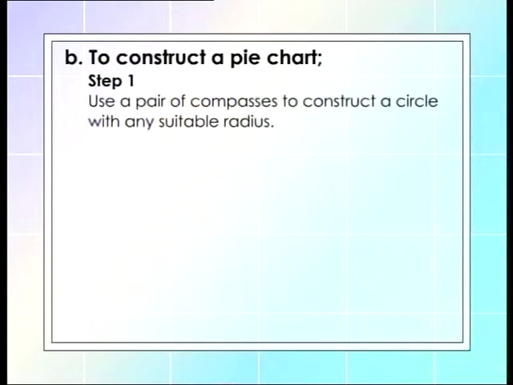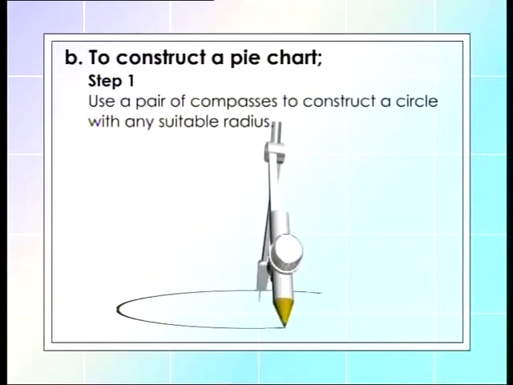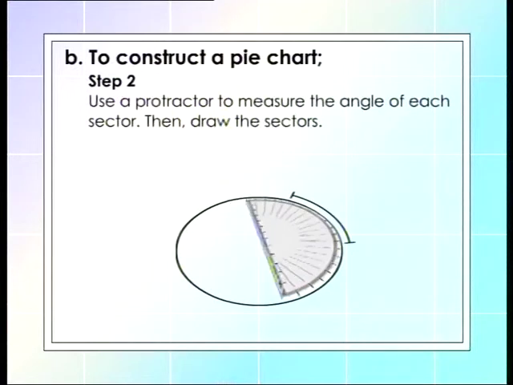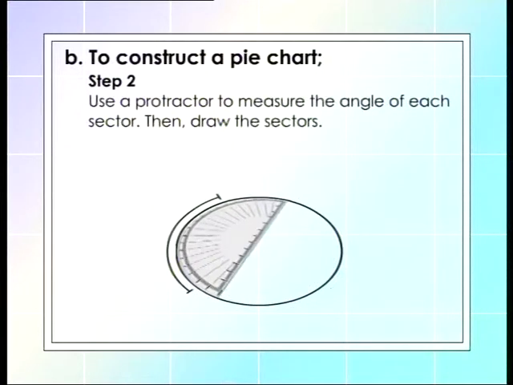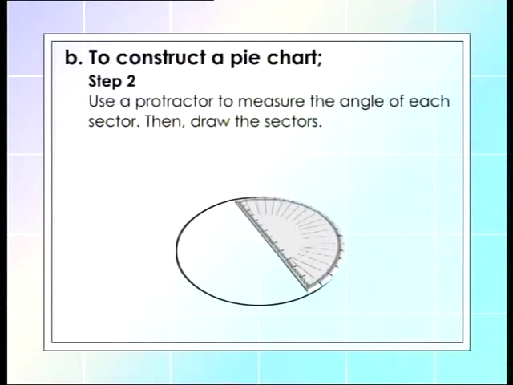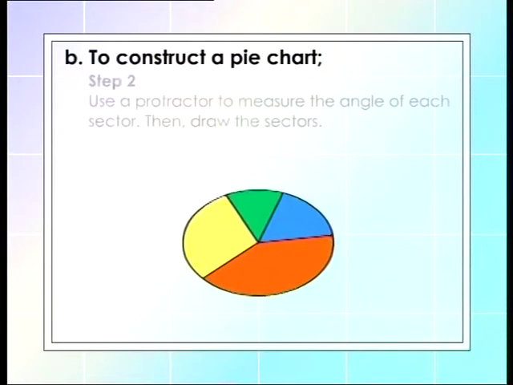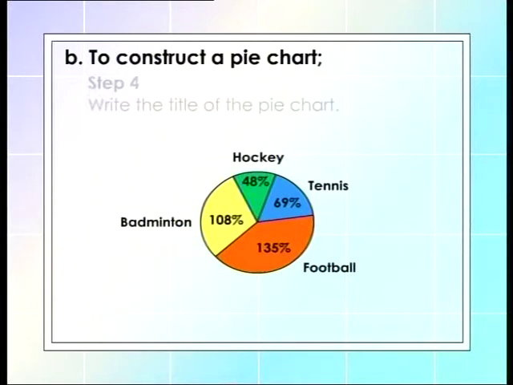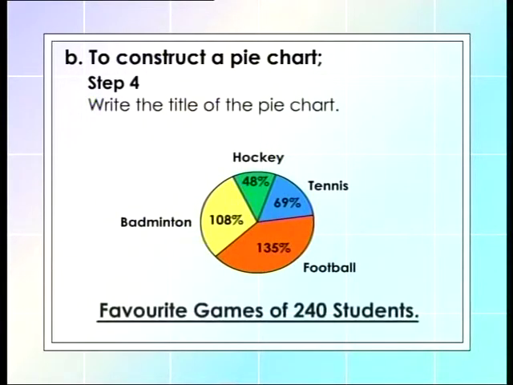B. To construct the pie chart. Step 1. Use a pair of compasses to construct a circle with any suitable radius. Use a protractor to measure the angle of each sector. Then, draw the sectors. Step 3. Label each sector according to the game it represents and mark the angle of the sectors. Step 4. Write the title of the pie chart.